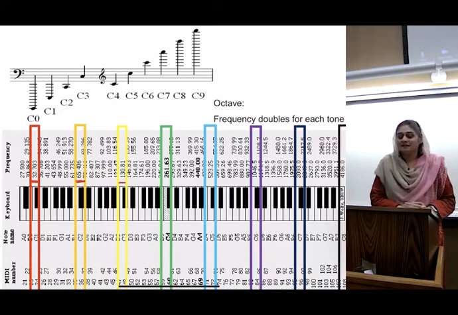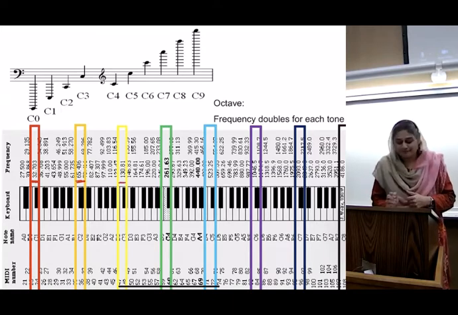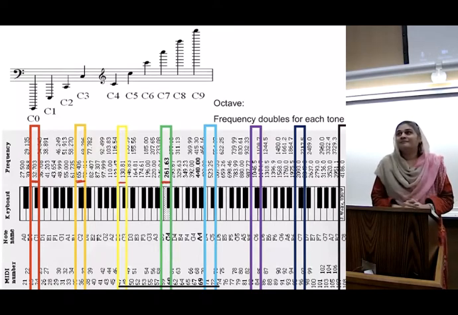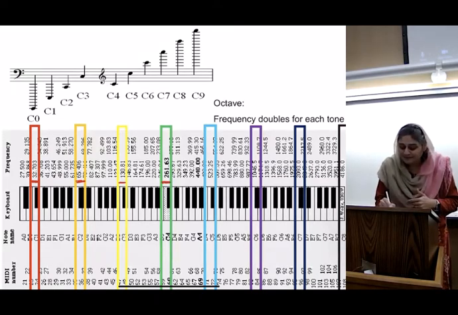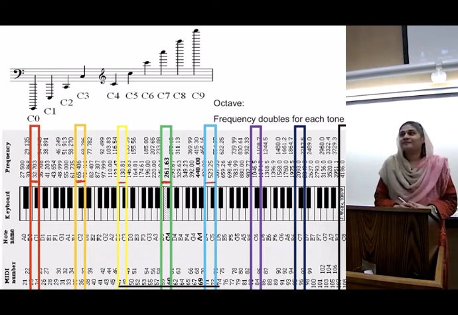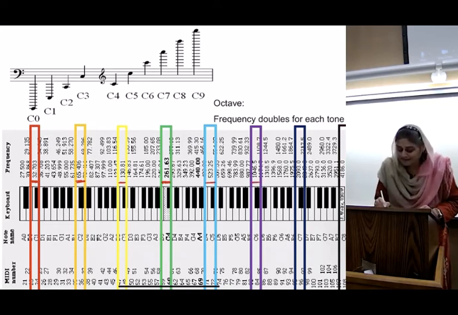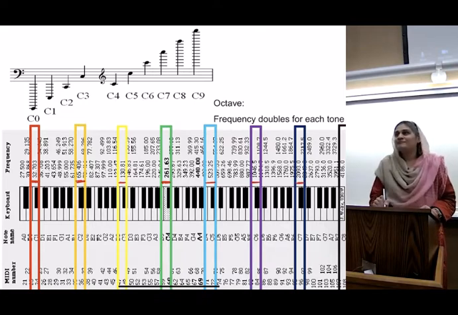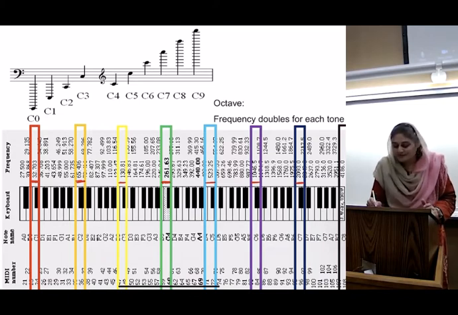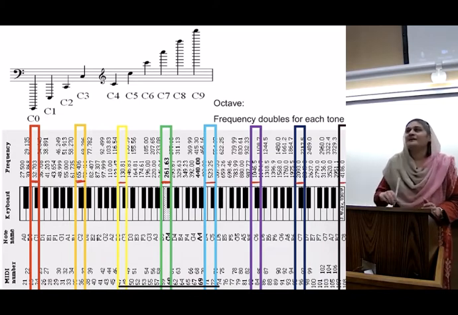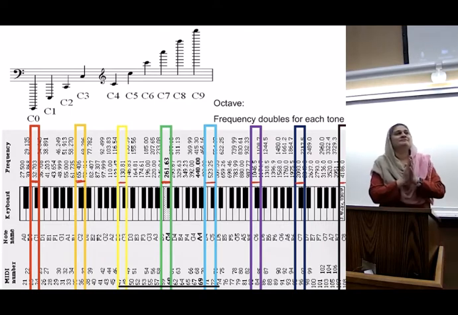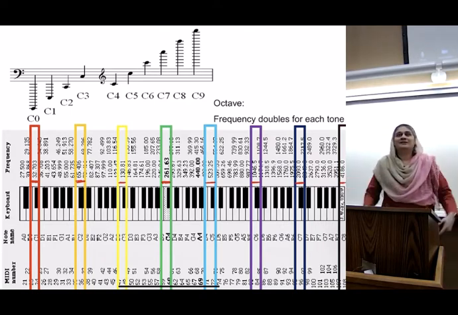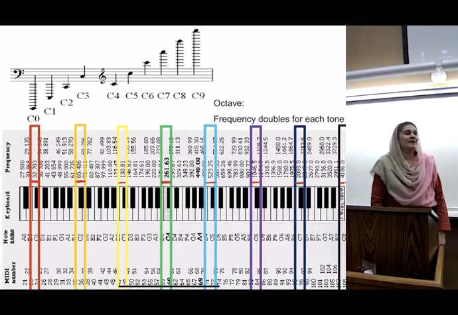130. Yeah? What's the double of 130? What's the double of 260? What's the double of 520? What's the double of 1,000? What is it, 45, 46? 2,000, right? What's the double of 2,000? 4,000. Ta-da! You now have a log scale for your notes on the piano.